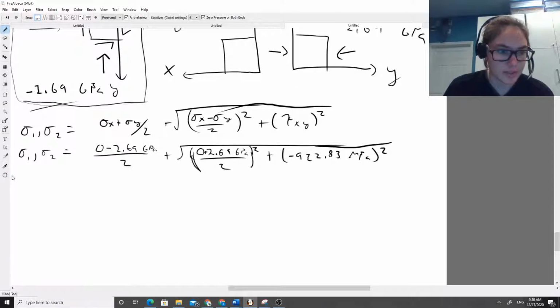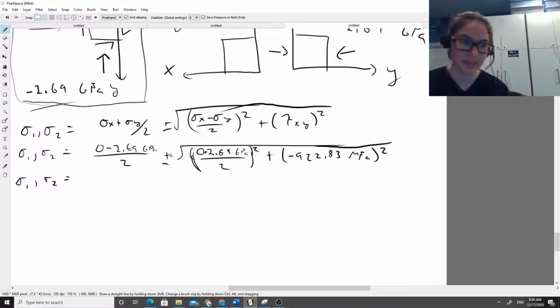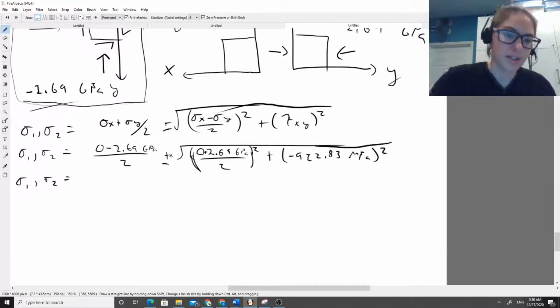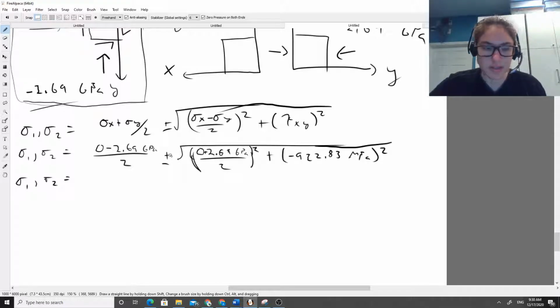We'll plug this into the calculator. Oh, this is plus or minus too. This is plus or minus. That's how you get 1 and 2. So 2.69 divided by 2 is going to equal a negative 1.345 gigapascals plus or minus.